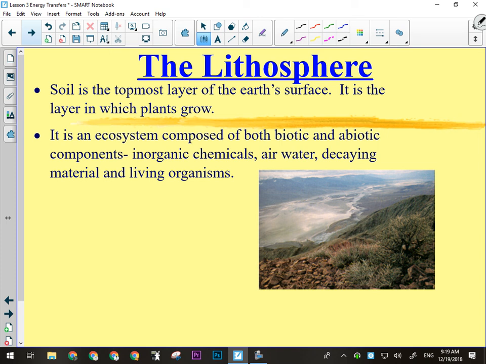This is also soil. When you look at it, you think that looks like rocks. Well, that's the topmost layer. I didn't say it was good soil, but it's soil. Something can grow in it. Mesquite bushes and sage and stuff like that that are very drought tolerant can grow in soils like that. All right, so it's its own ecosystem. It has biotic and abiotic components. We talked about those in Unit 2. Inorganic chemicals, air, water, decaying material, all that kind of stuff is all part of the soil.